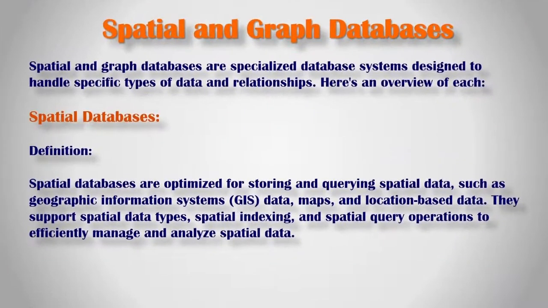Spatial and graph databases are specialized database systems designed to handle specific types of data and relationships. Here's an overview of each. Spatial databases. Definition. Spatial databases are optimized for storing and querying spatial data, such as geographic information systems, GIS data, maps, and location-based data. They support spatial data types, spatial indexing, and spatial query operations to efficiently manage and analyze spatial data.